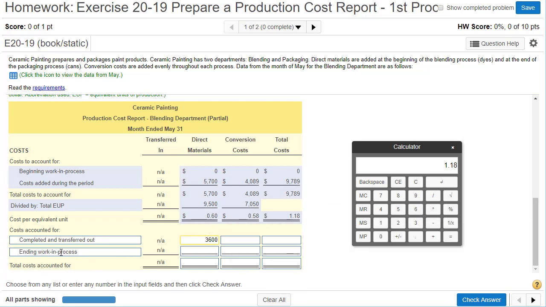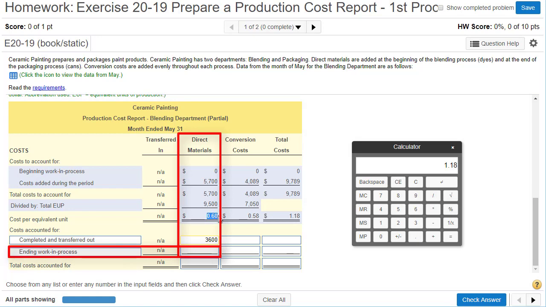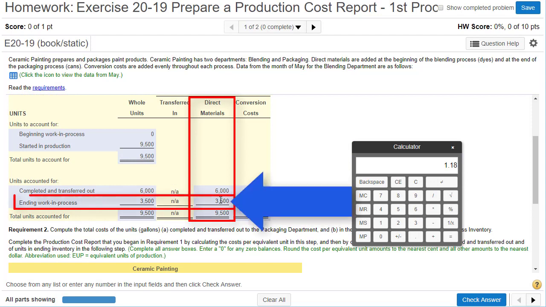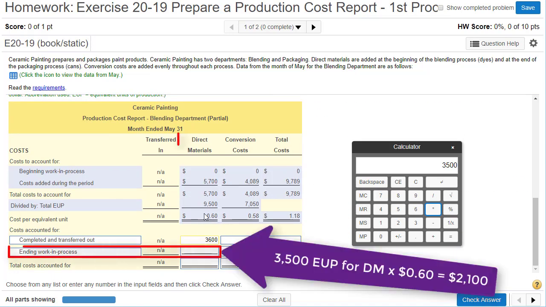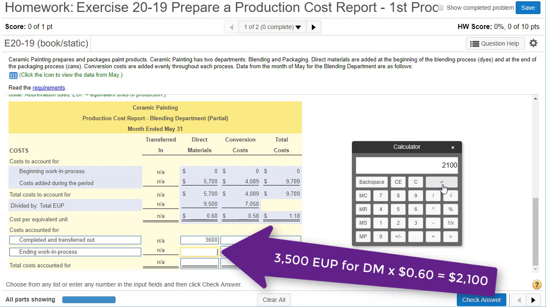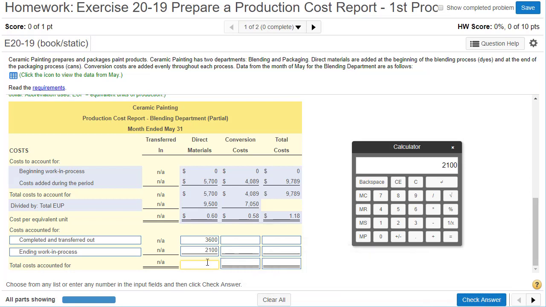Now, for the ending work in process, we're going to take the same 60 cents, but this time we're going to multiply it by the 3,500 right here in ending work in process. So 3,500 times this 0.6 gives us $2,100 of direct materials costs for those units still left at the end of the period that are unfinished. So the total cost accounted for, 3,600 plus 2,100 gives us 5,700.